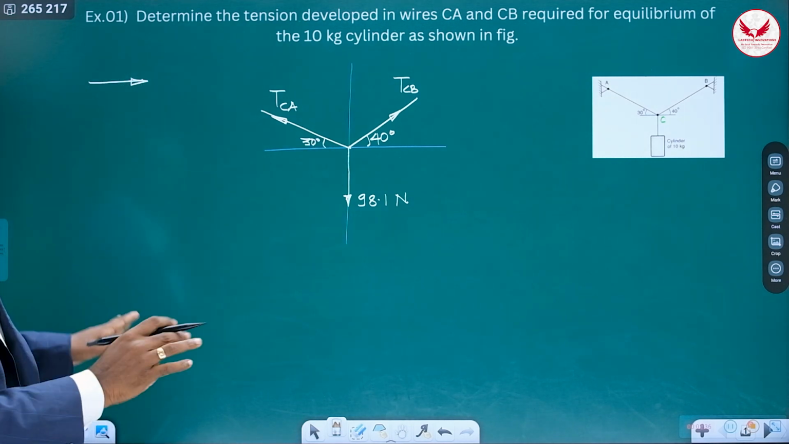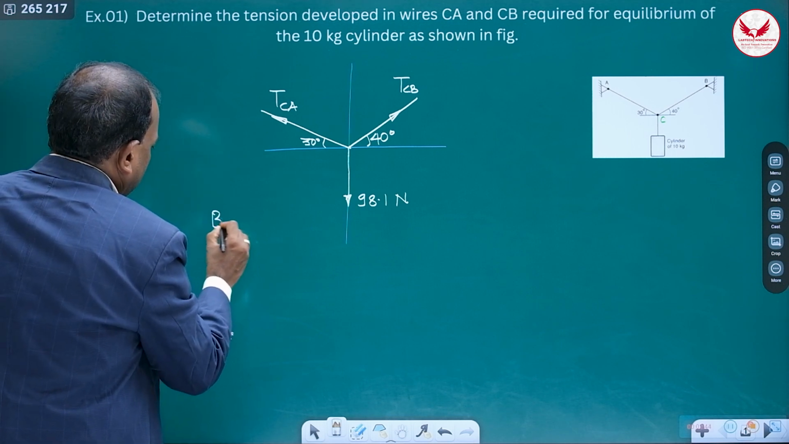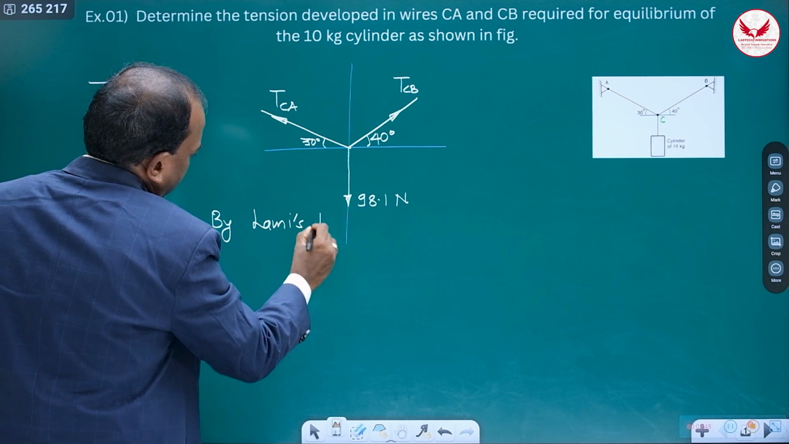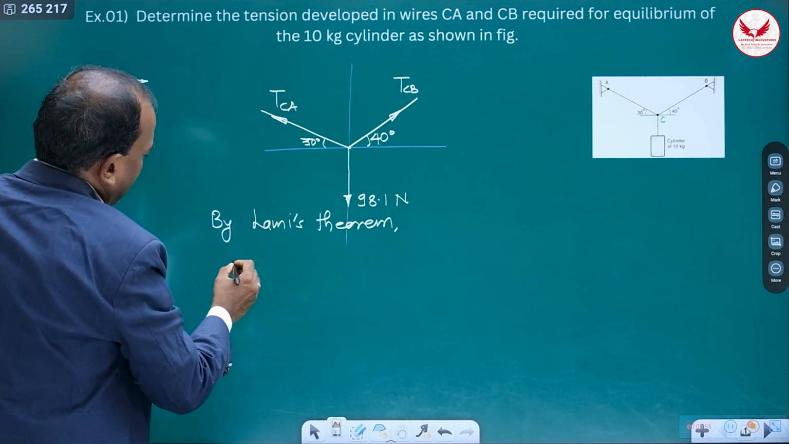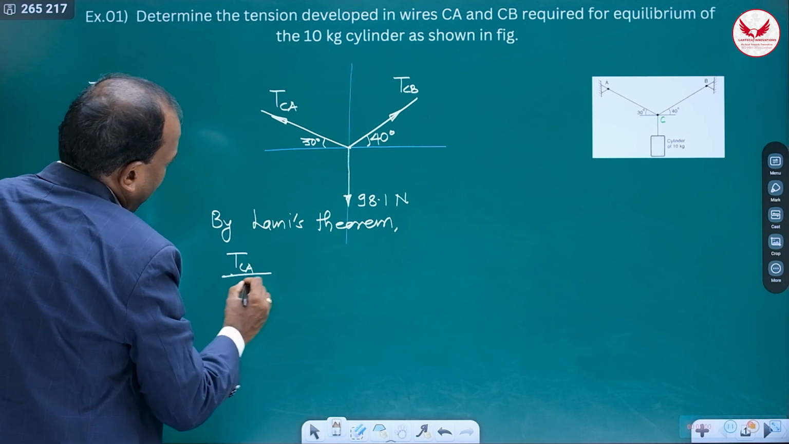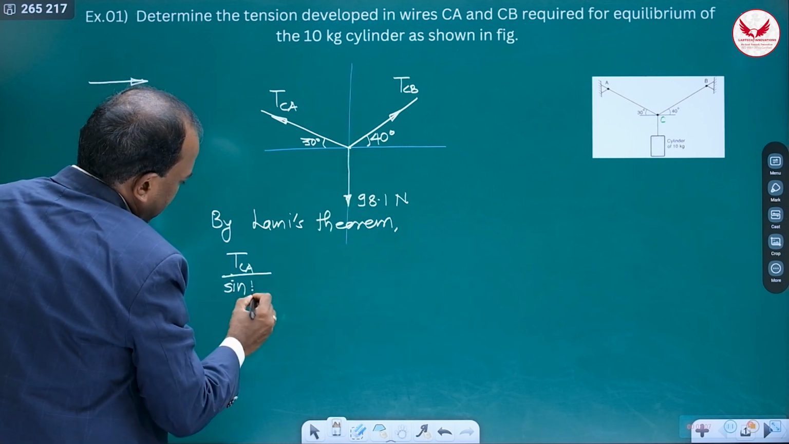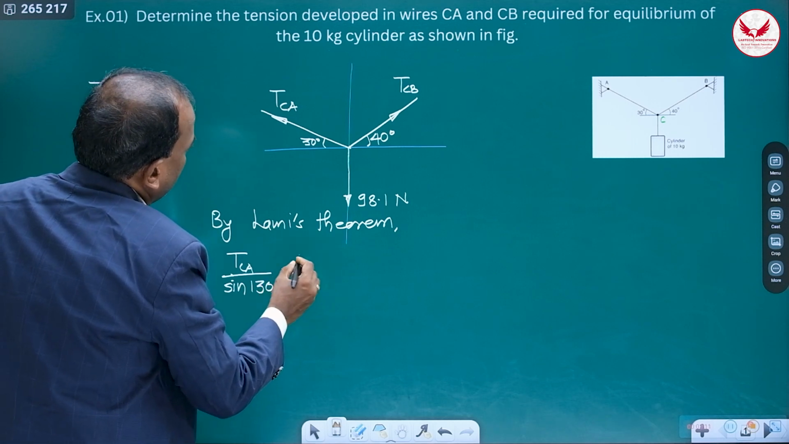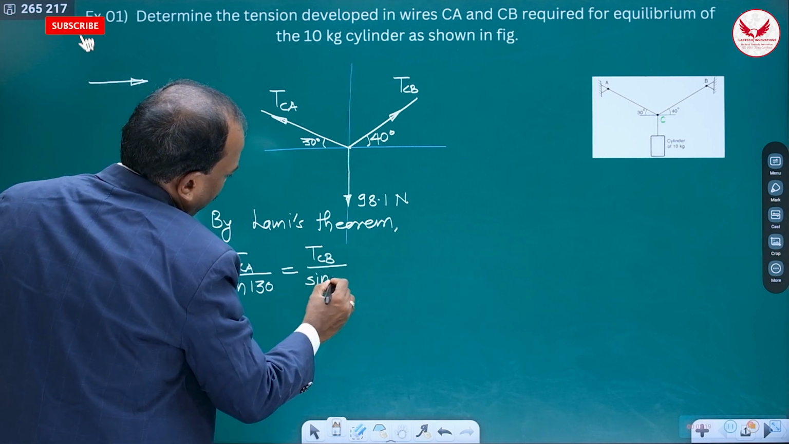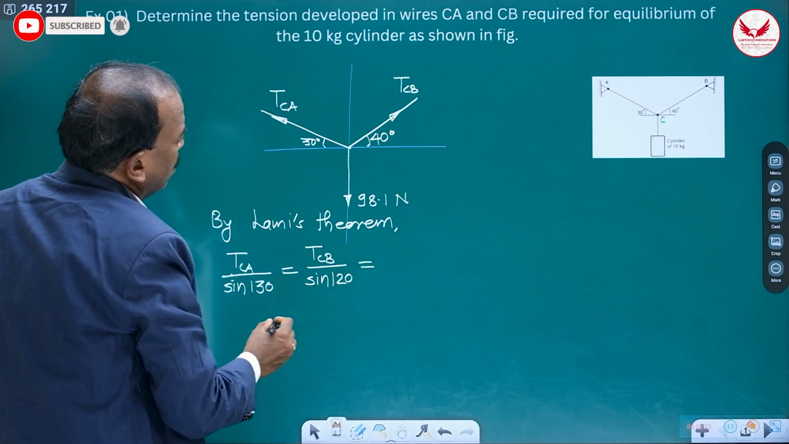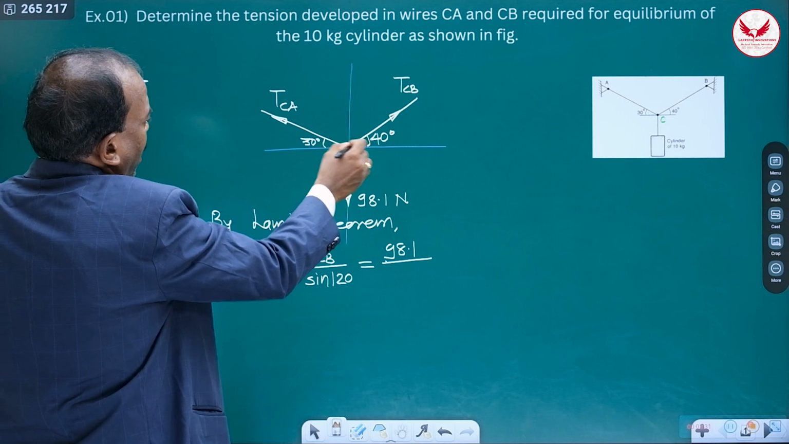Now, this is one of the best cases of LAMI's theorem. Then how can we solve this example by LAMI's theorem? So you can write by LAMI's theorem. First, always the unknown force TCA divided by sine of the angle between the other two forces. So this is 90 plus 40, it is sine 130, is equal to TCB divided by sine 120, is equal to 98.1 divided by sine of 180 minus 70, means 110.